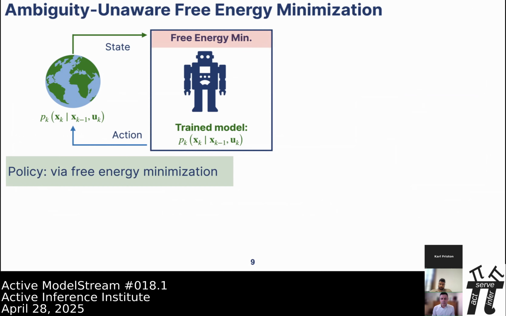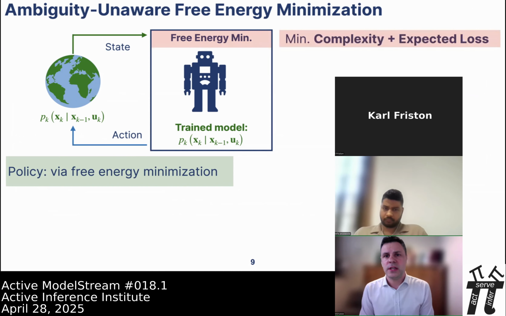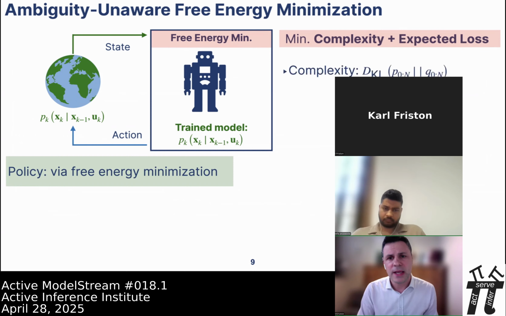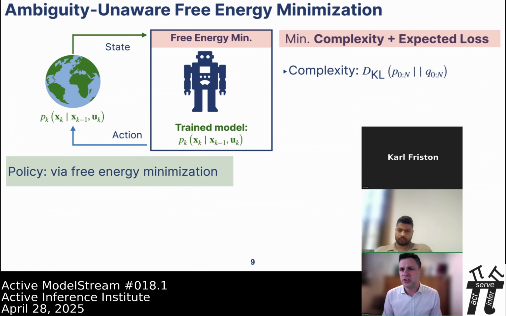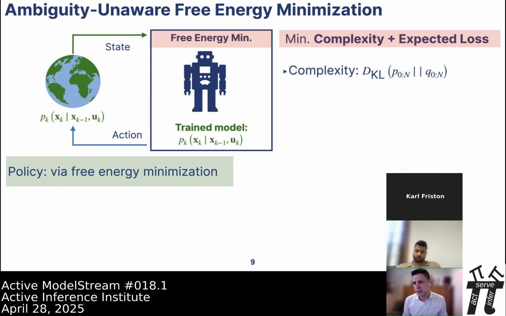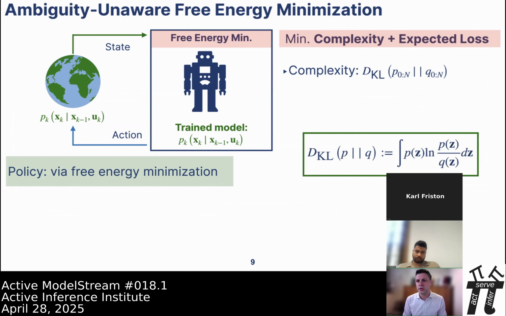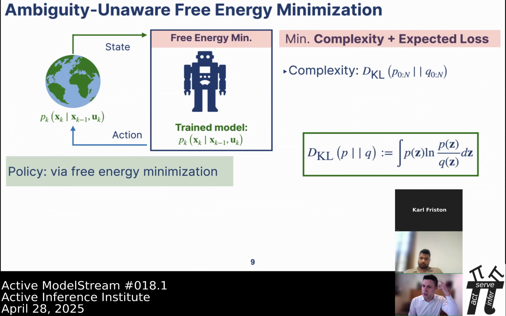First of all, we use the definition of variational free energy. Variational free energy is essentially a complexity plus an expected cost, an expected loss term. Now, complexity is statistical complexity. It is measured using the standard Kullback-Leibler divergence. I'm sure everybody that does active inference is familiar with it, but it has basically this expression here. It is not a distance because it is not symmetric, but it is non-negative, and it is 0 if and only if P and Q are the same.